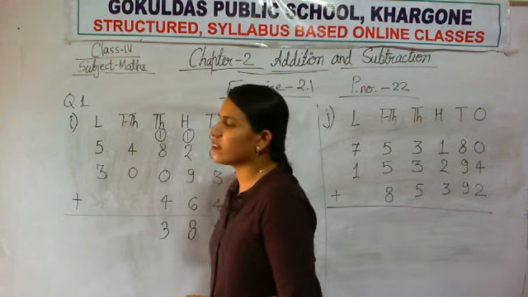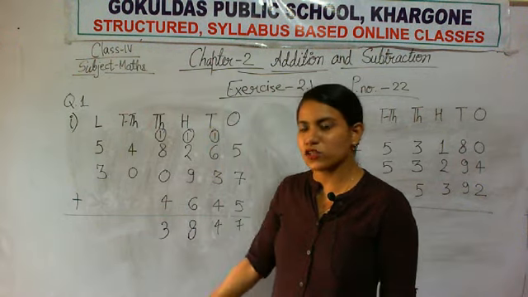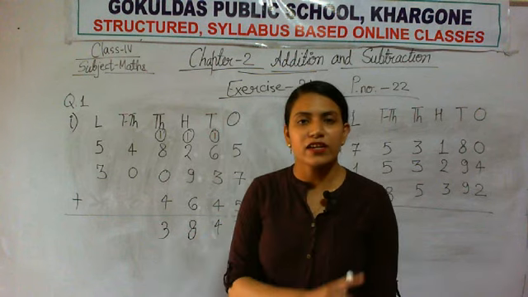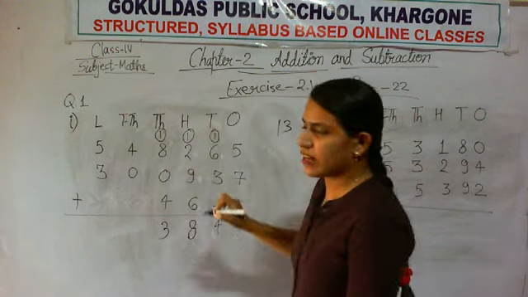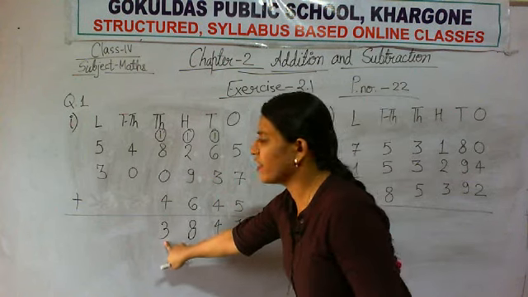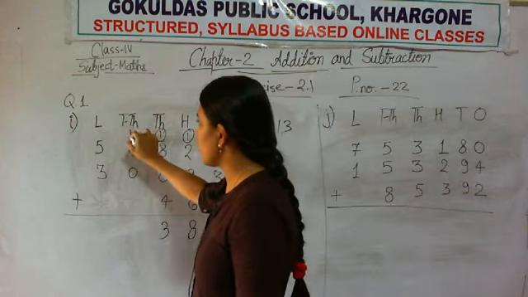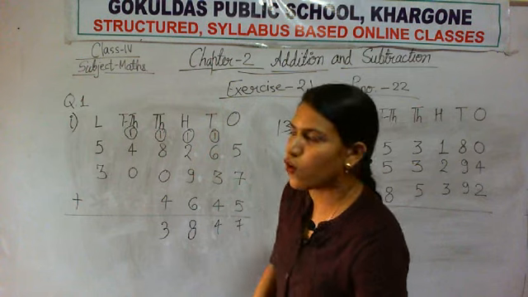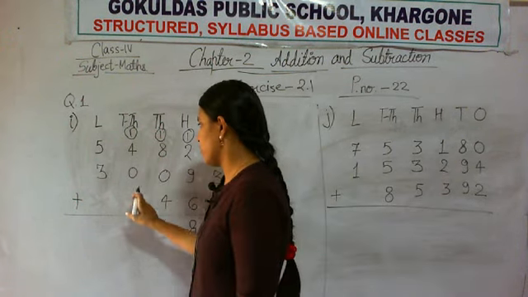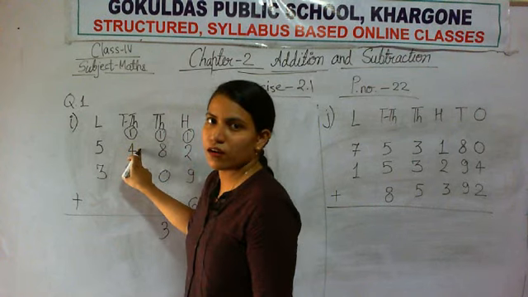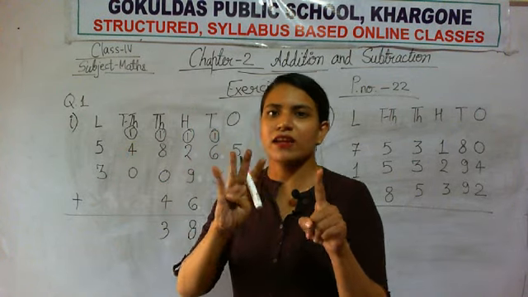So you cannot write 13 here. You can write only one digit in one column. So 13 is like this. You have written 3 here. So 1 will be regrouped in the next column. Now add 1 plus 4 plus 0. 1 plus 4. How many? 5.